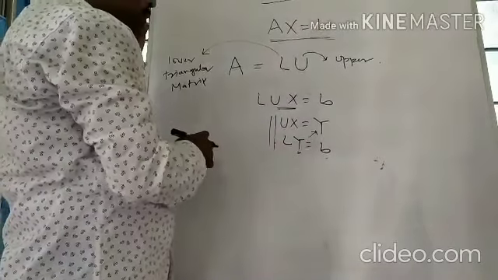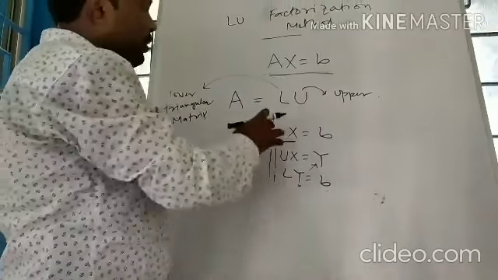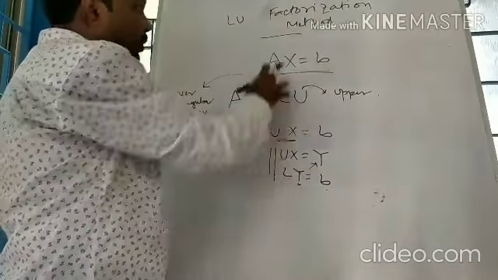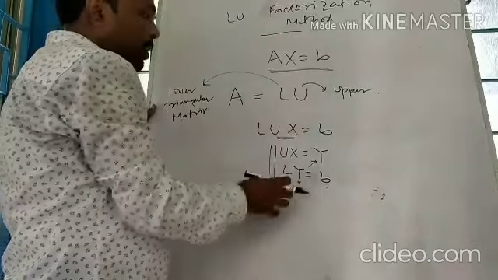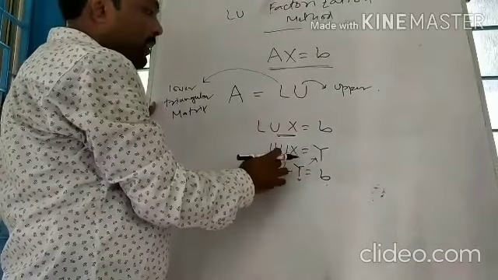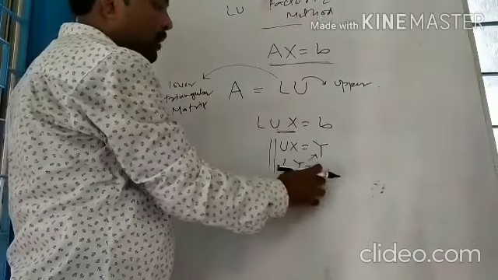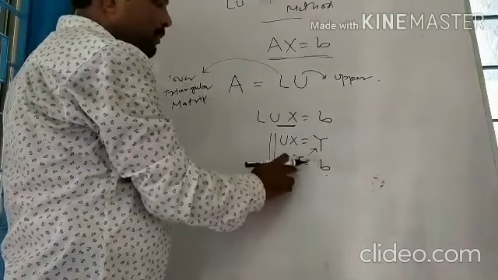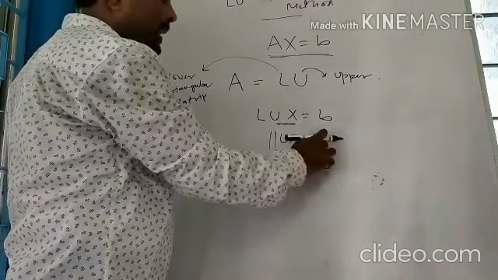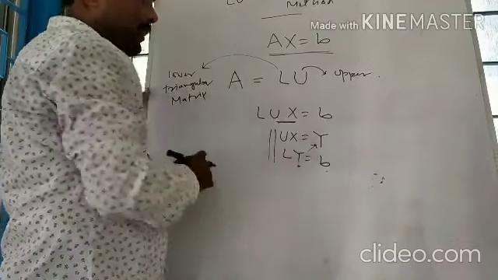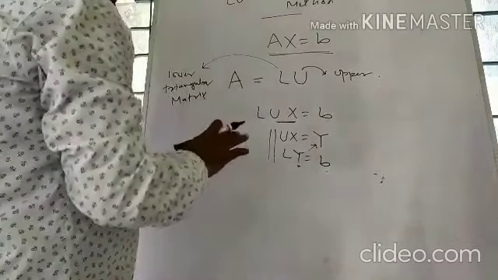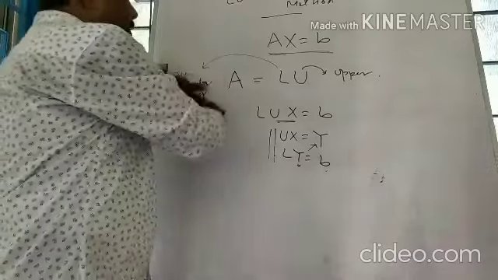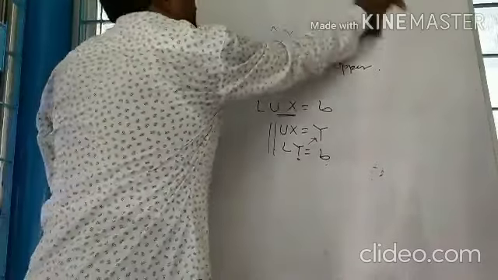So for the LU factorization method, indirectly we convert the system of equations Ax equals B into two matrix systems, Ux equals Y and Ly equals B. First solve Ly equals B, find Y, then put Y here, then calculate x. Okay, this is the LU factorization method. Now take one problem.